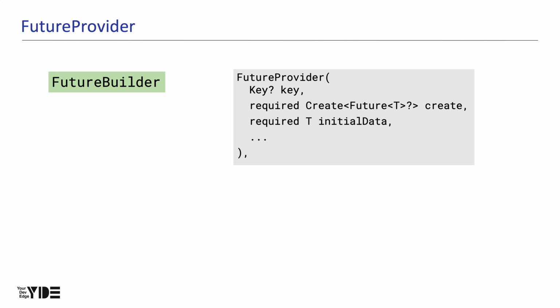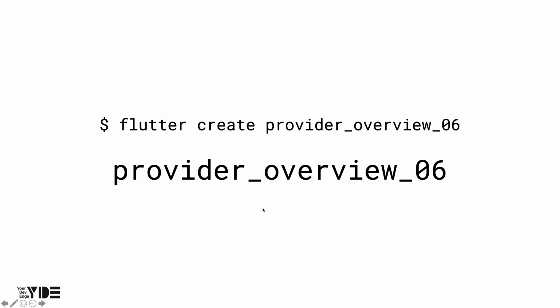And when using features that can cause errors, you must provide a catchError method. Otherwise, it is regarded as an error. Now, let's create an app to apply the FutureProvider. In this example, we will test the FutureProvider by slightly modifying the Provider Overview 05 app. Let's start by creating the Provider Overview 06 app and copying everything from Provider Overview 05.